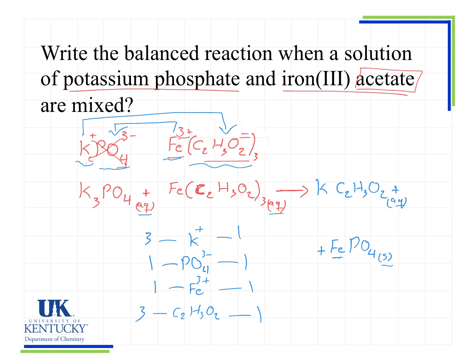So for potassium, we have 3 in the reactant and 1 in the product, so we need 3 in the product. We add 3 here, so now we have 3, and we also have 3 acetate. The rest of them seem balanced, right? 1 and 1, 1 and 1, 3 and 3, so it's balanced. We just need these 3 here. So that is the balanced chemical equation for a solution of potassium phosphate and iron 3 acetate.